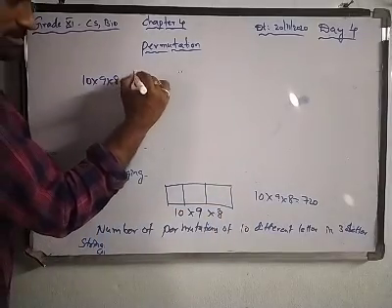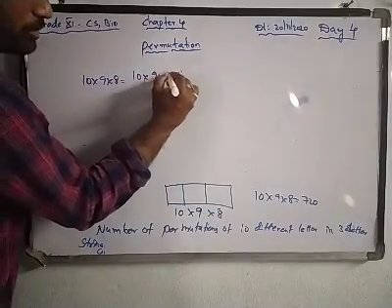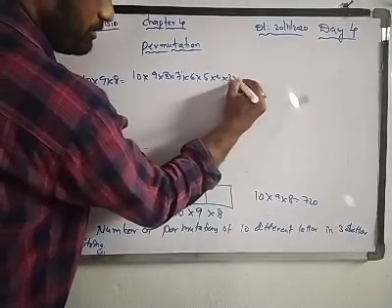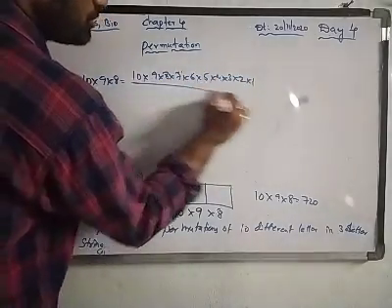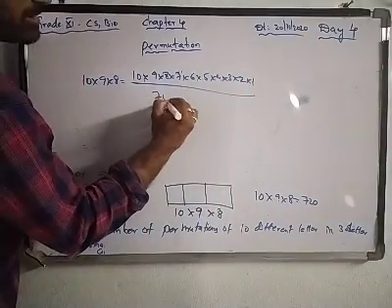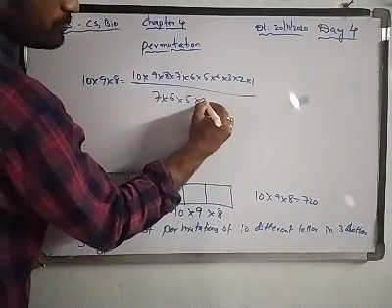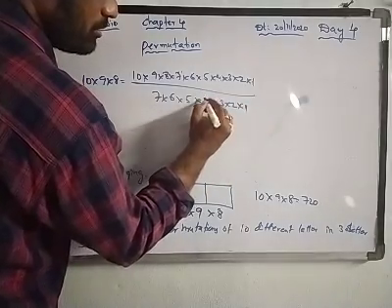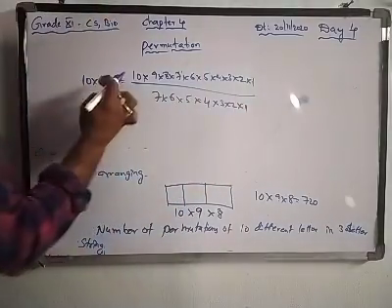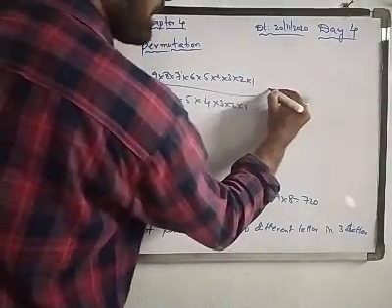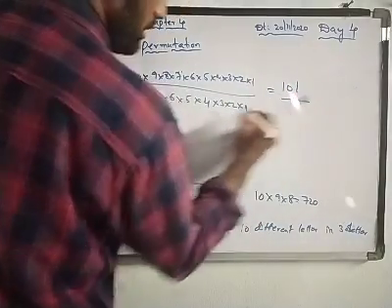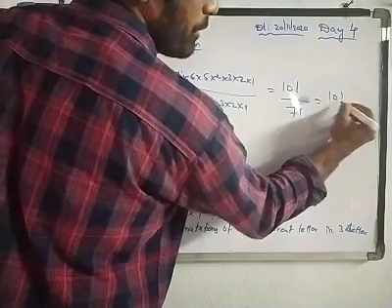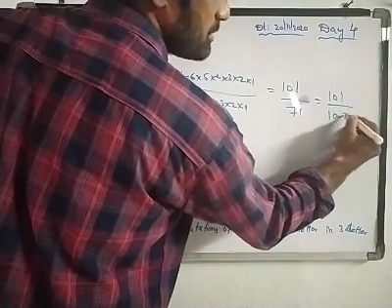Now this can be written as 10 into 9 into 8 into 7. Since I have written this extra, I will write it once again. If I cancel this, again I will get the same answer. So this can be written as 10 factorial divided by 7 factorial. So I will write it as 10 factorial by (10 minus 3) factorial.